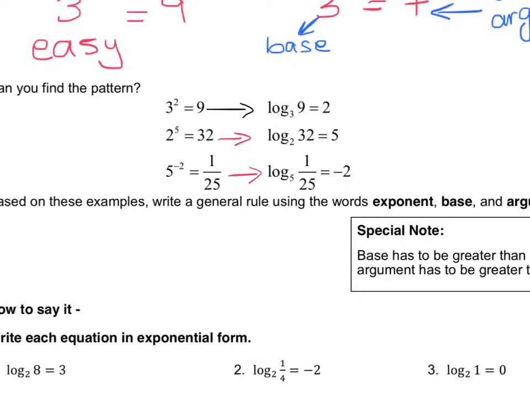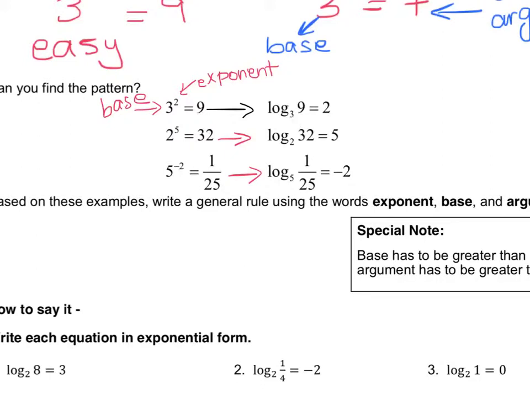So did you see a pattern? The base, which is 3, where does it go? The base, which is 3, goes to be the base next to the log, so you write it as a small 3. The exponent, which is 2, is written next to the equal sign. And the 9, which is the answer, is going to be inside the log.